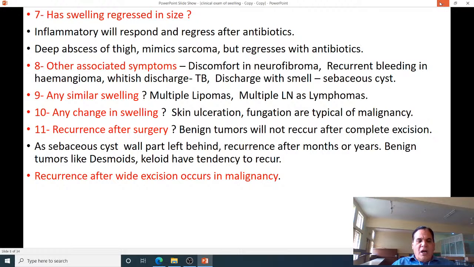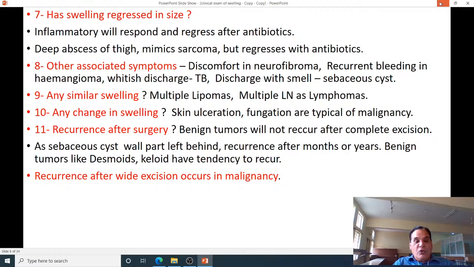Always ask, do you have any other swelling anywhere else? Multiple lipoma? Yes, your diagnosis is multiple lipoma, or multiple lymph nodes. Any change in the swelling? Something went wrong recently? Either ulceration or fungation, again you are going to think of malignancy.